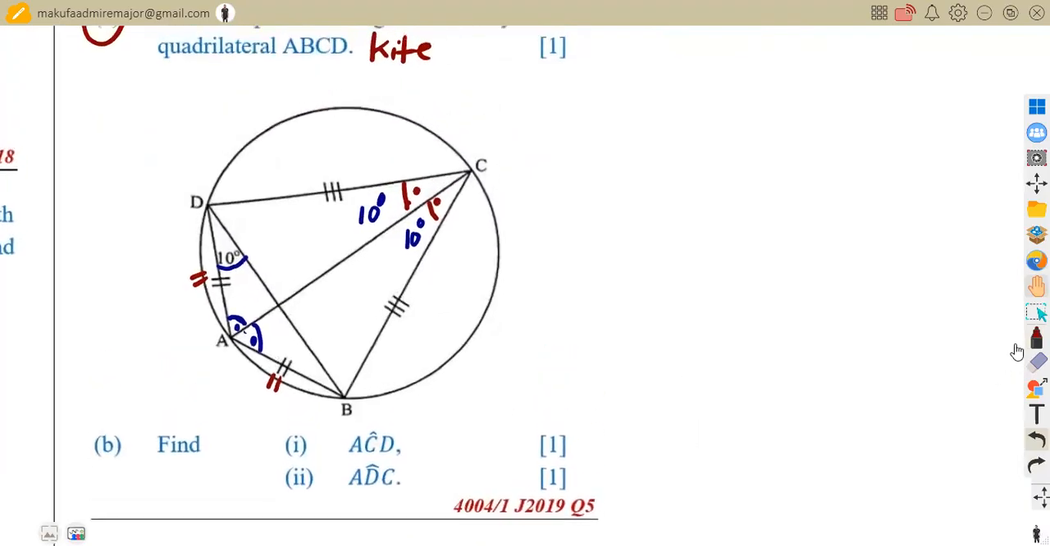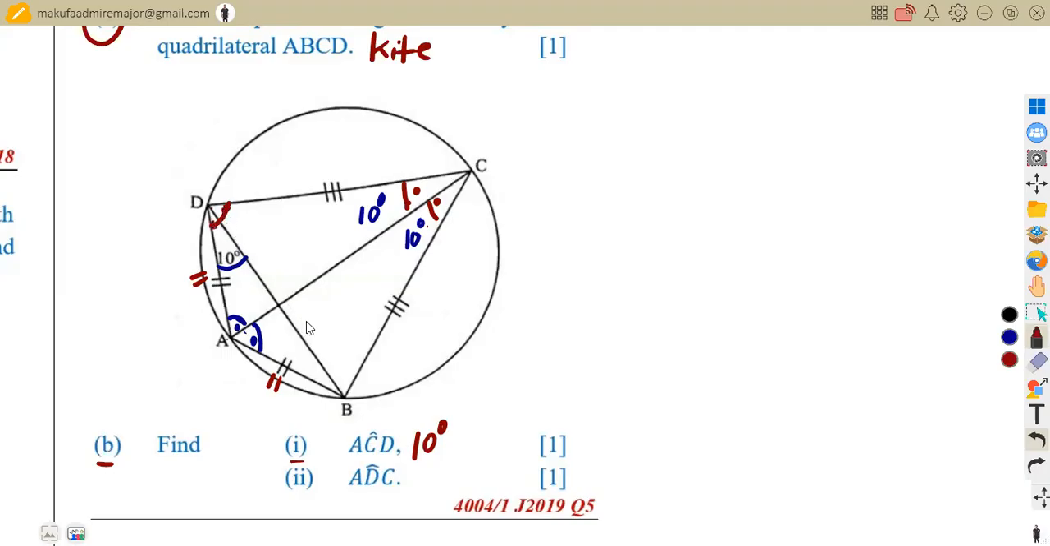Find angle ACD. All right, that is the B part. Find first the part ACD, that is from A to C to D. Remember, we say this one and this one are equal, from the 10 degrees that is at D. It is the same as the angle at C. So this angle is going to be 10 degrees. ADC, from A to D to C. We want to find the whole of this angle here, ADC.